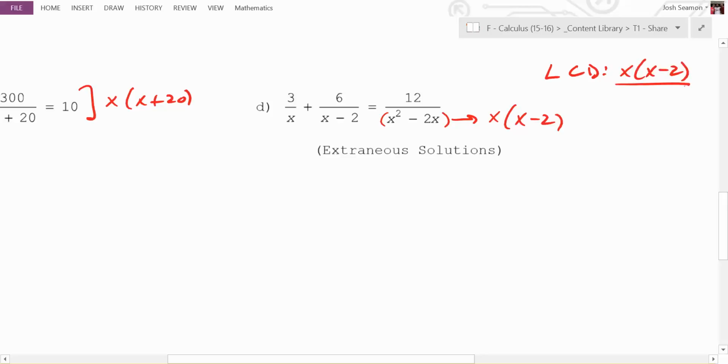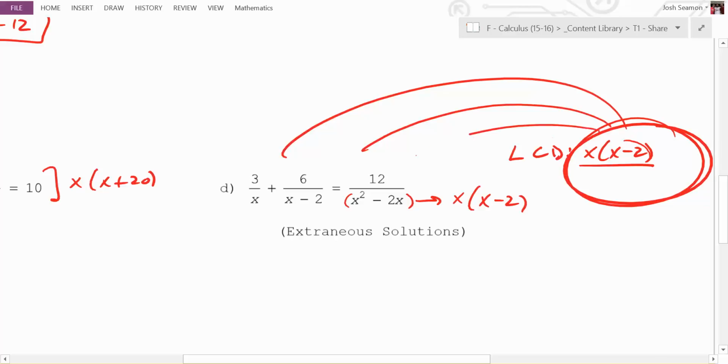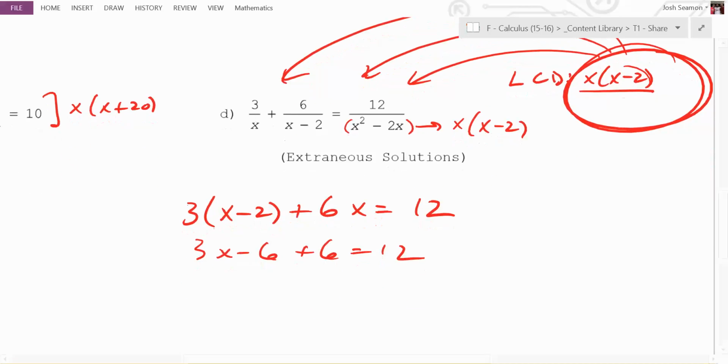What happens, boys and girls, when you look at this one right now? You can come back to that and fix it. When you multiply by the least common denominator, when you take this right here and multiply it by all three things, what happens? You end up with 3 times x minus 2 plus 6 times x equals 12. Is that about as nice as it gets? That is super nice. But here's the thing you need to realize. Keep going. 3x minus 6 plus 6x equals 12. 9x is equal to 18. You're like, yeah, x is equal to 2, and you're all super excited.